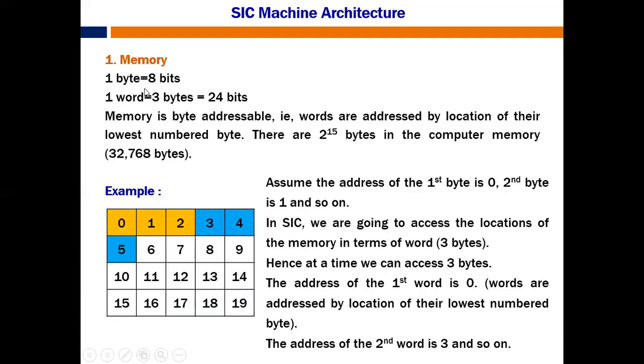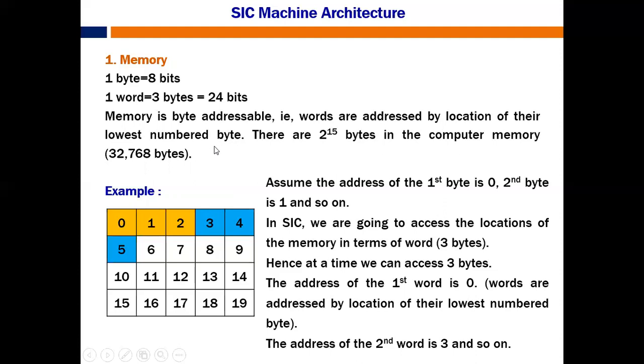So first, let us go to memory. It is SIC machine architecture. Here we will see that in SIC, in the memory, we consider one byte as 8 bits as usual. But one word, we take it as 3 bytes. That means one word is equal to 3 into 8, that is 24 bits. And memory is byte addressable in SIC. That is, words are addressed by location of their lowest numbered byte.